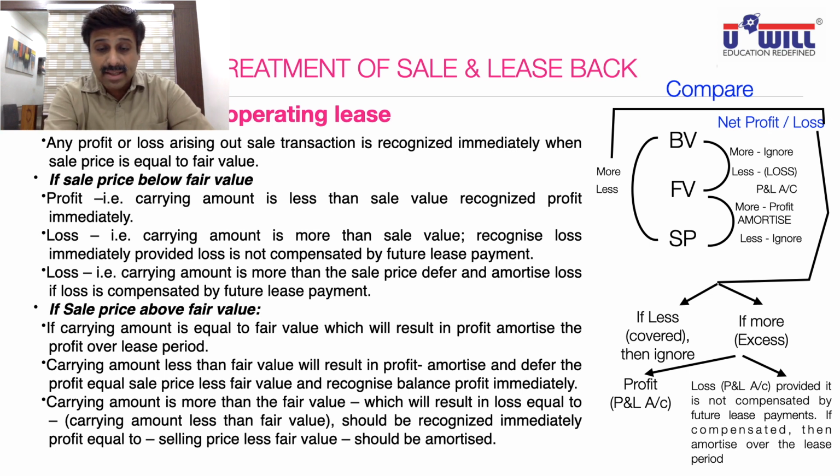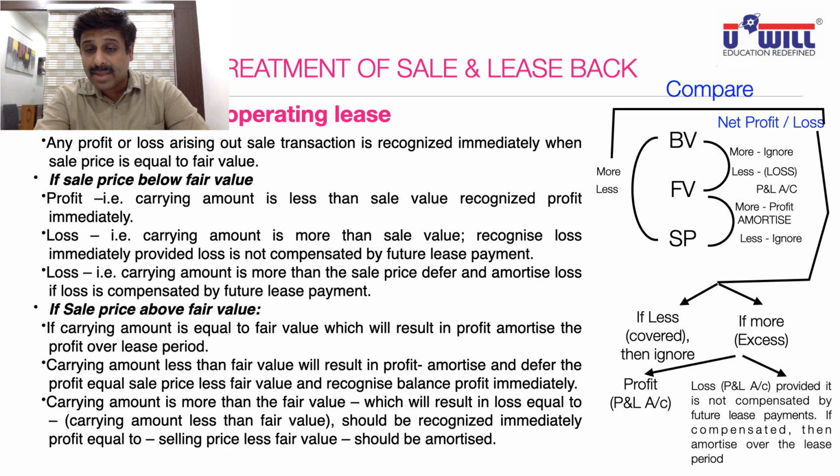So what do they say? Which will result in profit, amortize the profit over the lease period. See on the right side you'll find it. Carrying amount less than the fair value. Now in the beginning, book value and fair value. Carrying amount is less than the fair value means fair value is more than the book value. What did I write? More, ignore. So again the effect is going to remain the same. Carrying amount less than the fair value will result in profit that you amortize and defer the profit equal to selling price minus fair value and recognize the balance profit immediately.